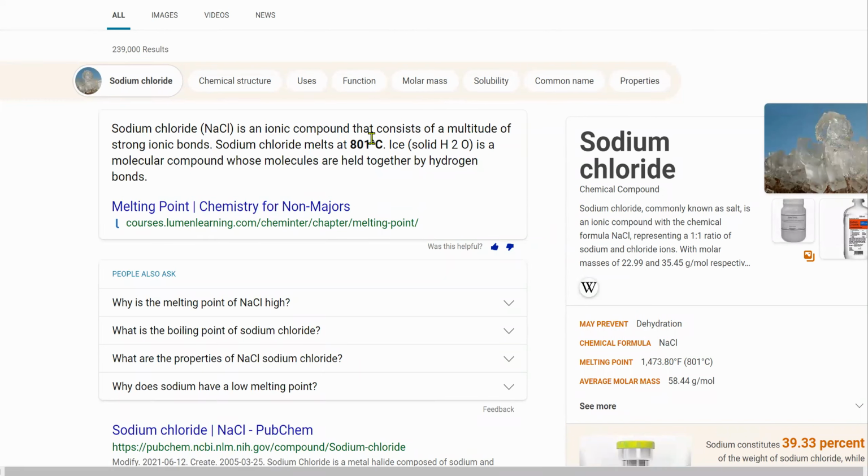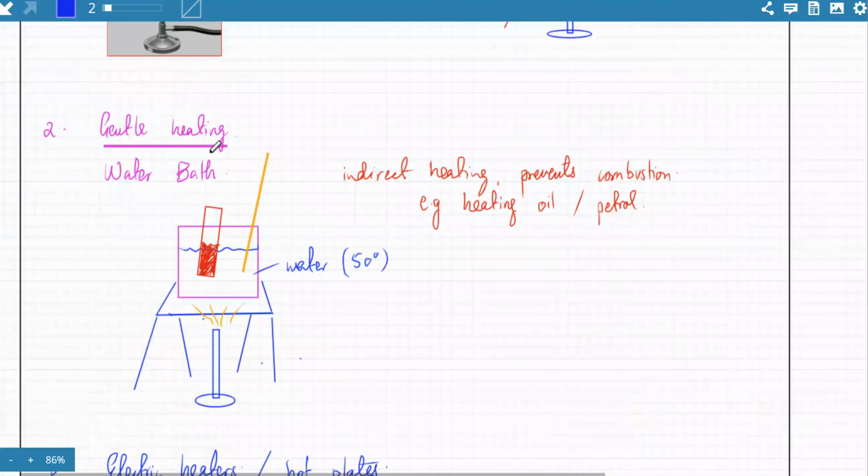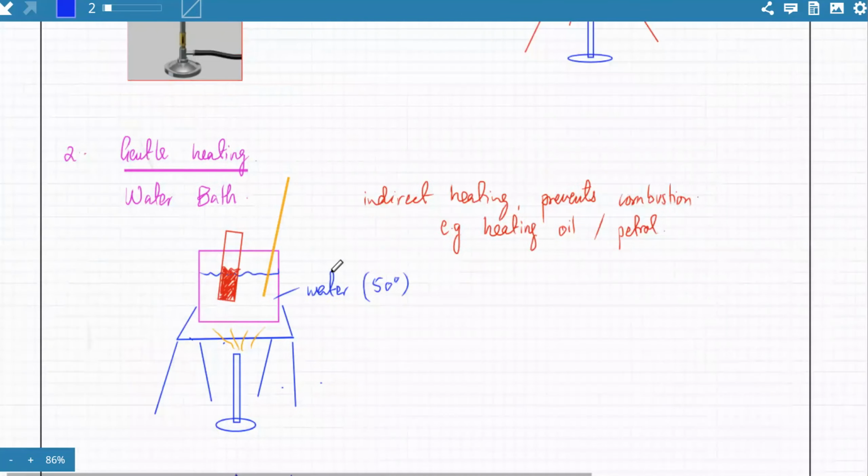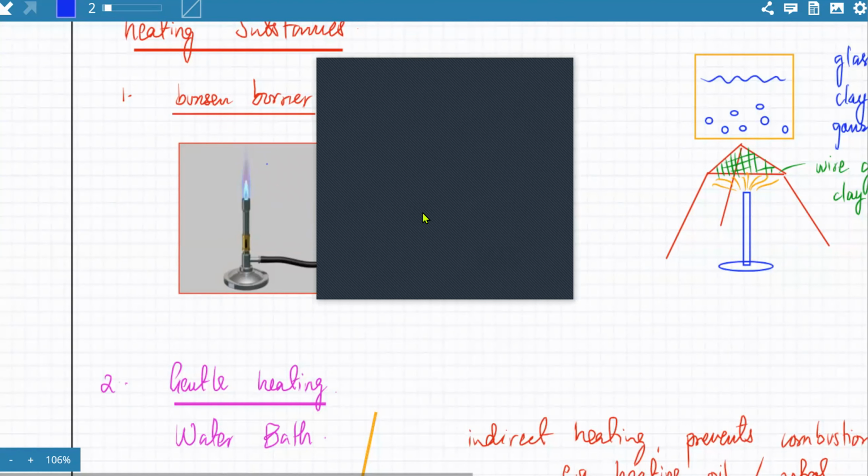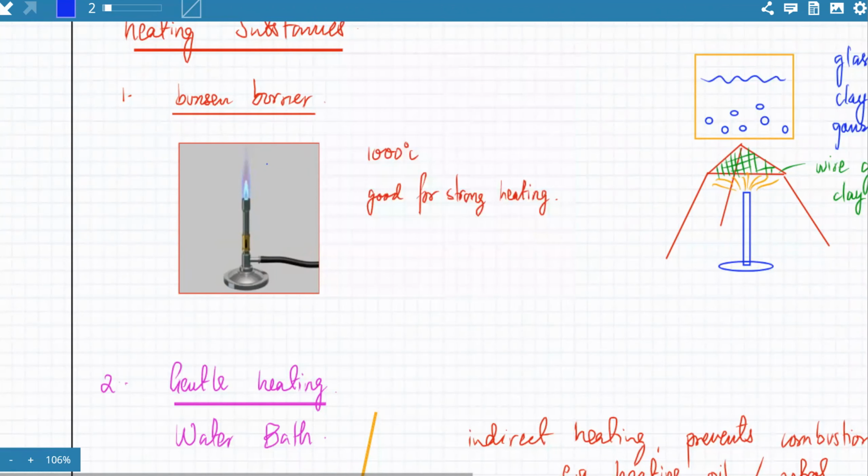Now, to reach 801 degrees centigrade, you can't really do that using a water bath. I mean, that's impossible. For that, you would need a Bunsen burner. Is that clear? Okay, Turan, is this clear? Saneem, is this clear? Okay. So for that, you would need a Bunsen burner.